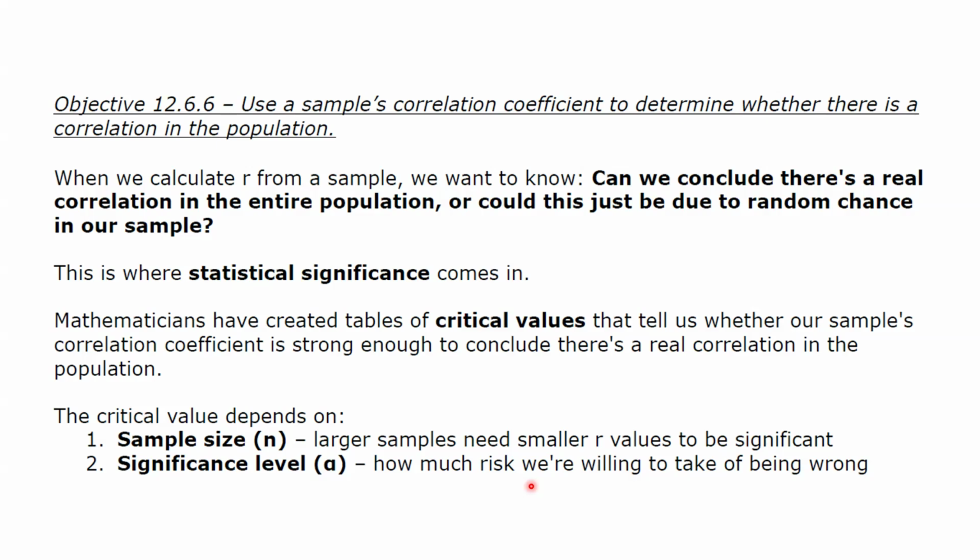The critical value depends on 2 things. First, your sample size, n. Larger samples actually need smaller r values to be significant. That might seem backwards, but it makes sense because with more data, you can be more confident even with a weaker correlation. And the second is your significance level, which is represented by the Greek letter alpha. And this is how much risk you're willing to take of being wrong.